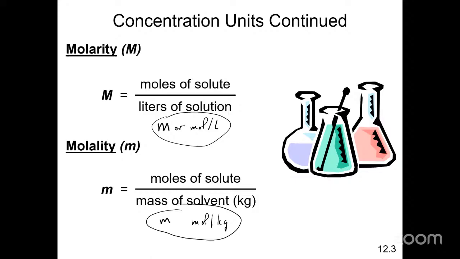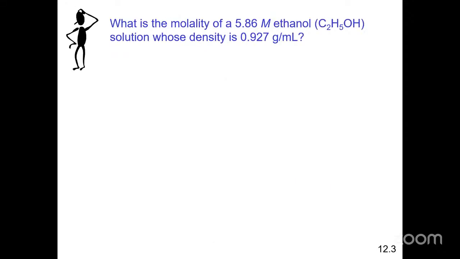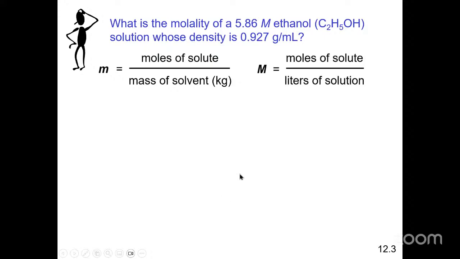Okay, and I think the next slide has a question, an example. Yes, okay. So this question says, what is the molality of a 5.86 M ethanol solution whose density is 0.927 grams per mL? So let's put the definition first so that we know what we're working with. So we have the definition of molality and we have the definition of molarity right here. So basically, in order for us to find what the question is asking for, which is the molality, we need two things. We need the moles of the solute and we need the mass of the solvent, all right?